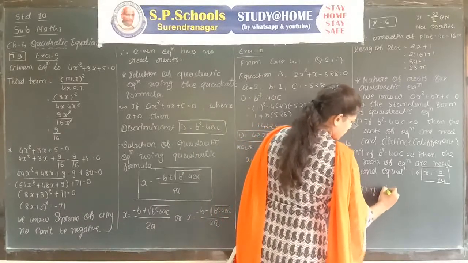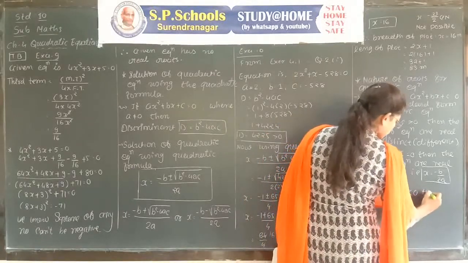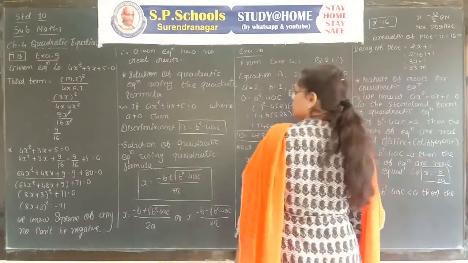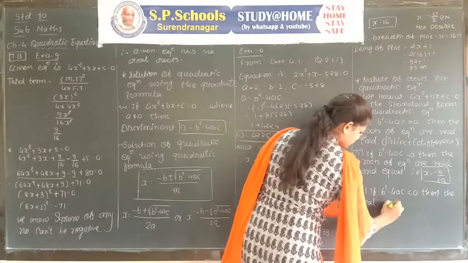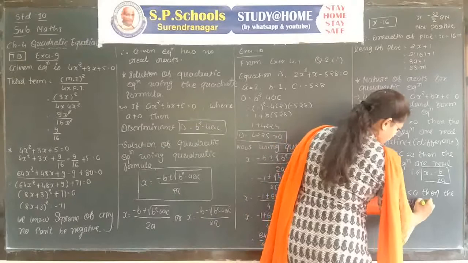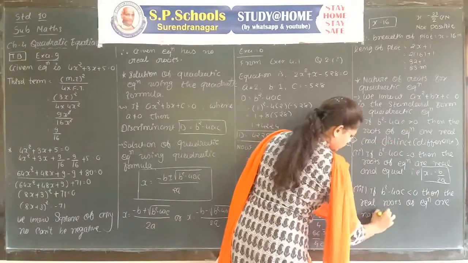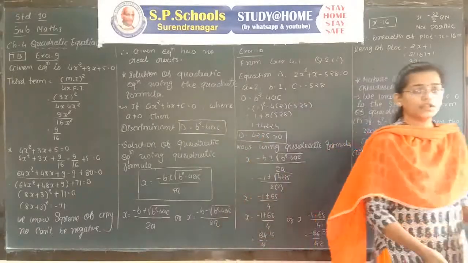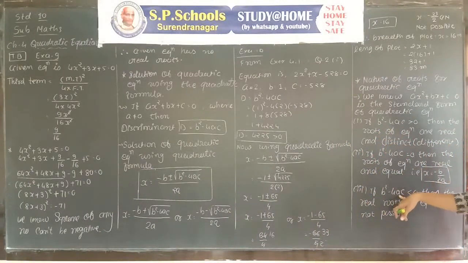Third one, if b square minus 4ac is less than 0, then what happens? Then the real roots of the equation are not possible or do not exist. There are no real roots whenever we get the value of discriminant b square minus 4ac less than 0.